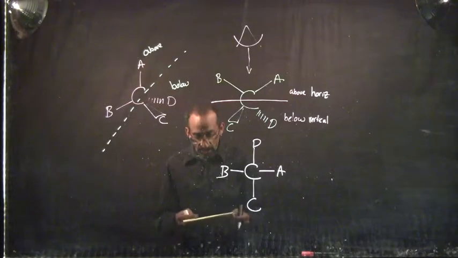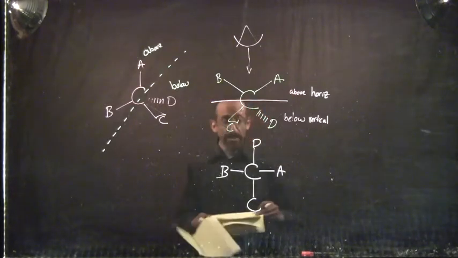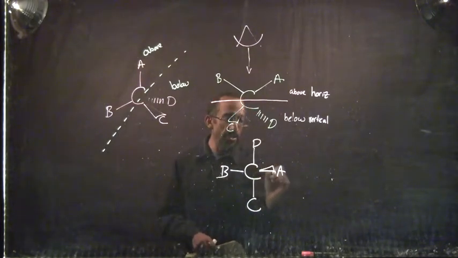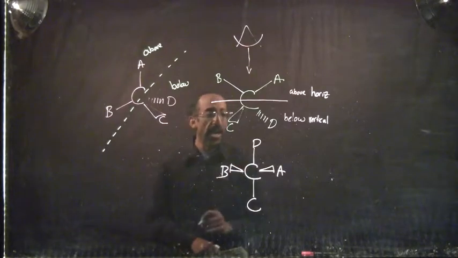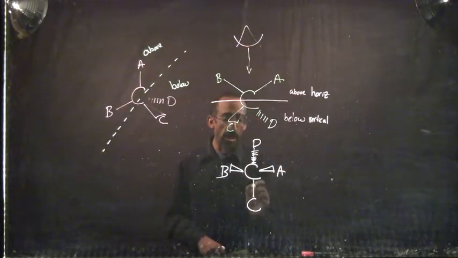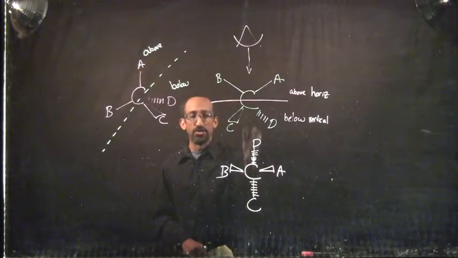The other way that I could think of this is that anything that is above would go on a wedge, and anything that is below goes on a hash. And my wedges go horizontally and my hashes go vertically.